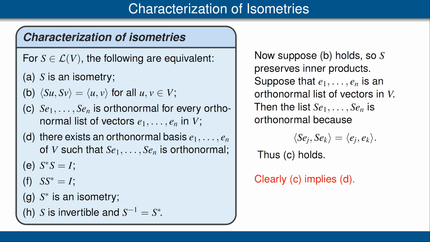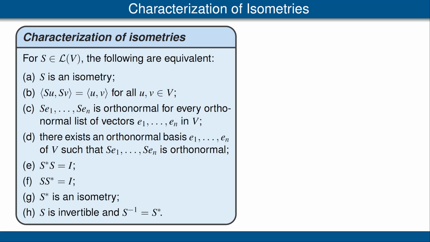Clearly C implies D, because C says something is true for every orthonormal list, and D says there's an orthonormal basis for which it's true, and because every finite dimensional inner product space has a basis that's orthonormal, we have D. Let's wipe away the proofs showing now so that we have room to prove that D implies E.